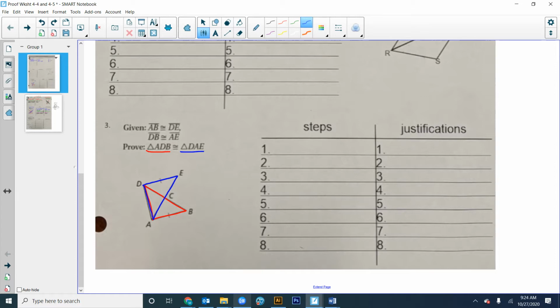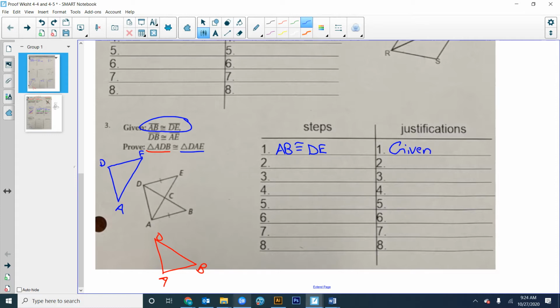Now, if you really want to get crazy, you could even redraw them unoverlapped. You don't have to. Okay, this was A, this was B, this was D. This was D, this was E, this was A. Now let's go through the proof. AB congruent to DE, given. And mark it on the picture. AB congruent to DE. One pair of S's congruent.